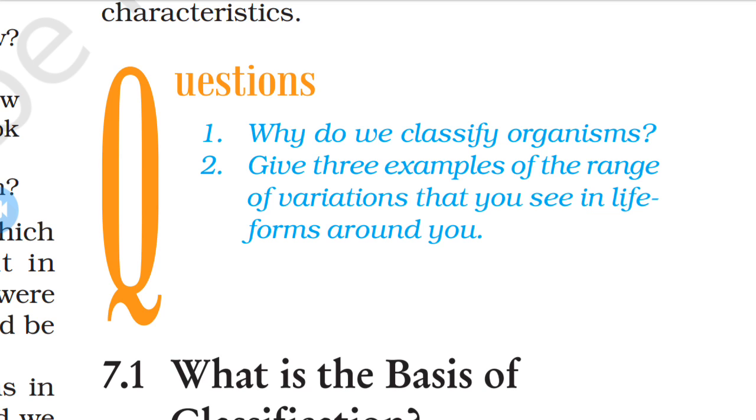Then the next question: give 3 examples of the range of variation that you see in the life forms around you. As we previously discussed, the range of variations is observed as per the criteria of size, color, feeding modes and lifespan. First we take size. Mosquito and housefly are tiny insects, while cow and buffalo are huge animals. We also see the tiny tulsi plant compared with the huge banyan tree. So size will be different.